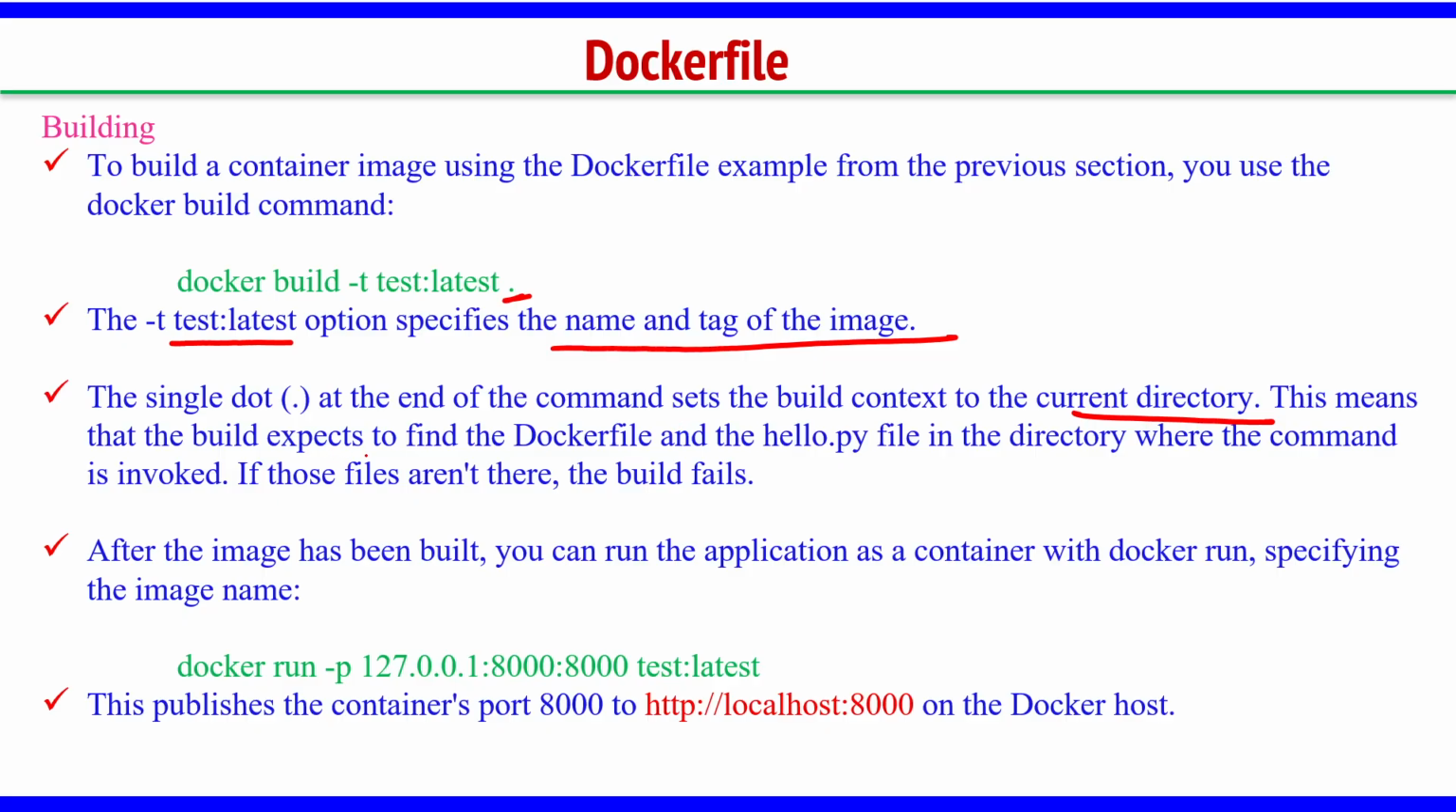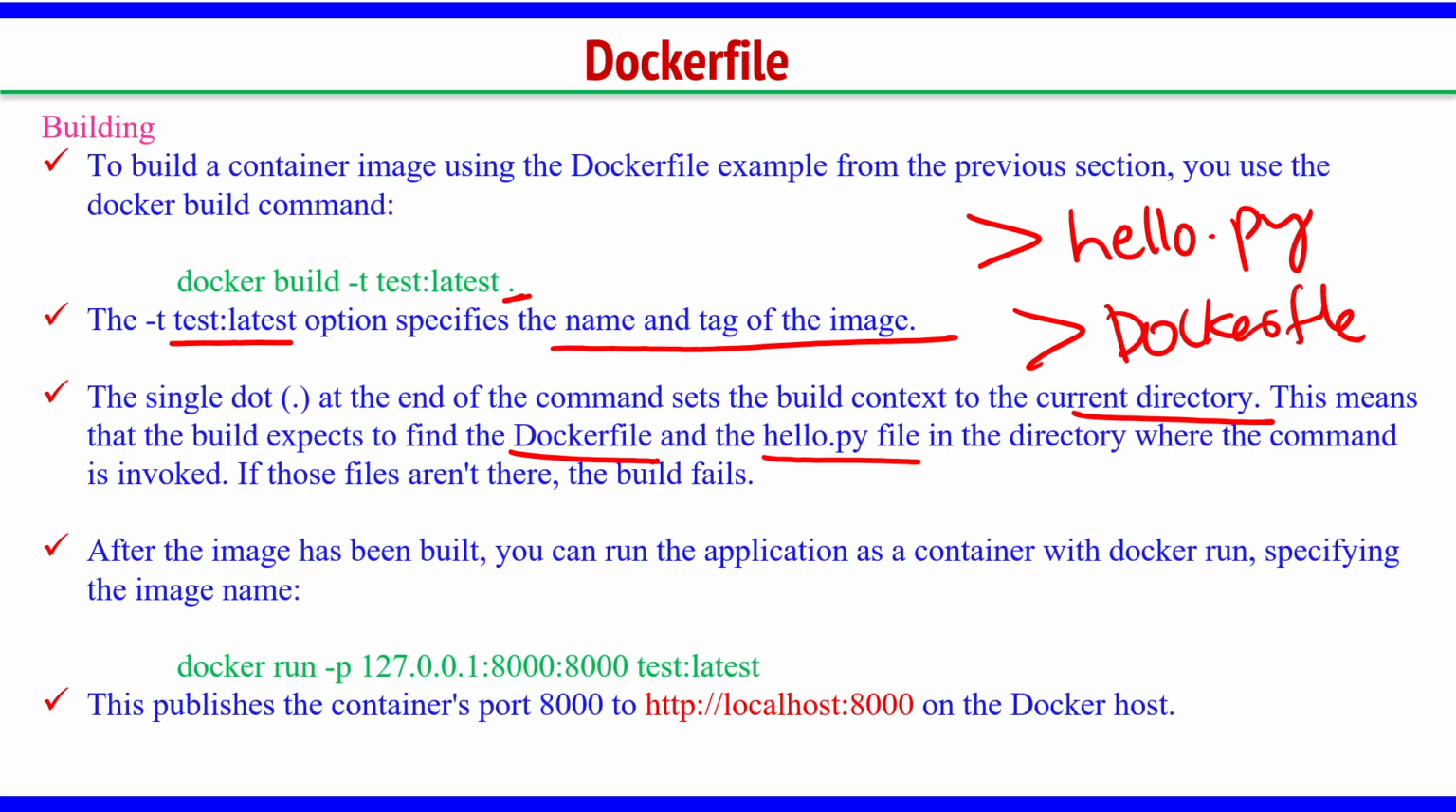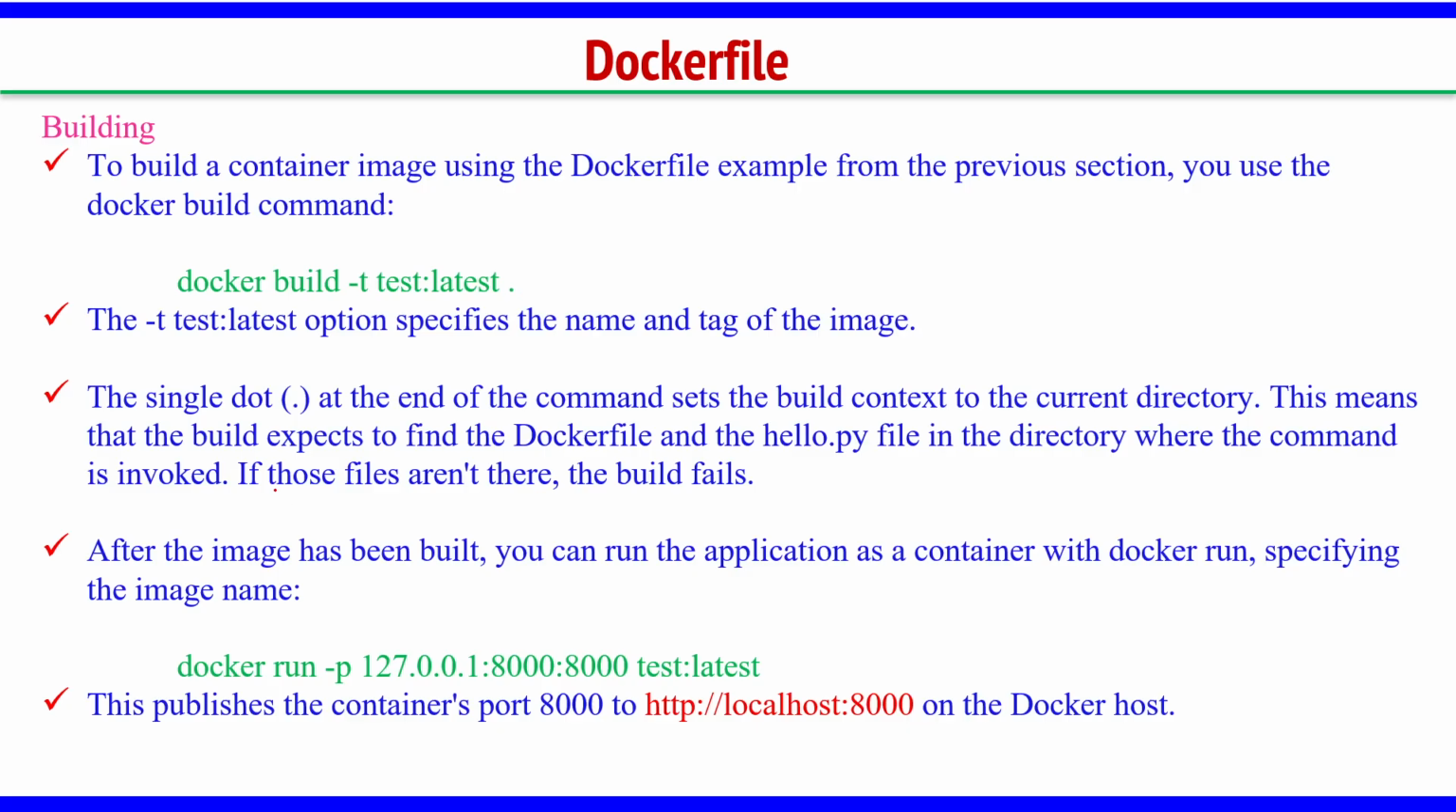This means that the build expects to find the Dockerfile and the hello.py file in the directory where I am executing the command. This is common sense, right? In the folder where I have my hello.py, in the same folder I should have the Dockerfile, and in the same folder I have to execute the docker build command, right? So this dot indicates that you have to access the current folder. See, if those files are not there, the build fails, because it is referring to the current directory, where you have your hello.py and your Dockerfile, right?